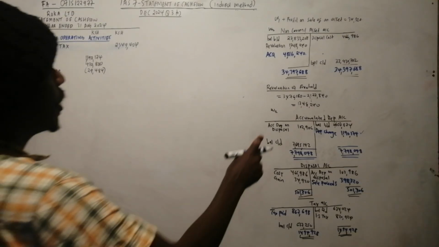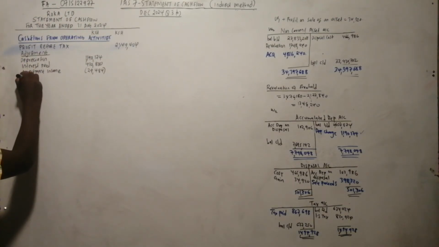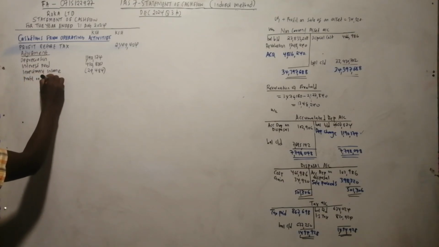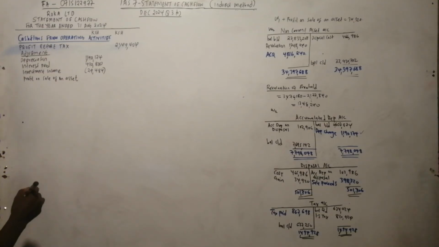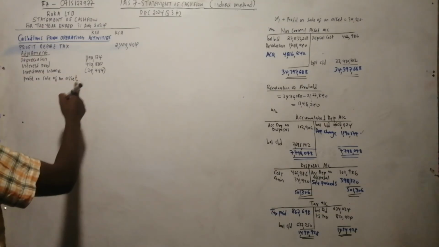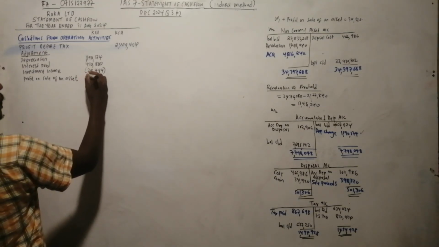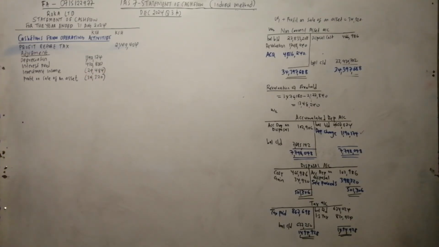Then we had another item here, profit on sale of an asset. Now profit on sale of an asset, it was in our income statement, it was added. Now we are supposed to remove it. So it was added, so we remove it. Those are the items there. No other information concerning that one.